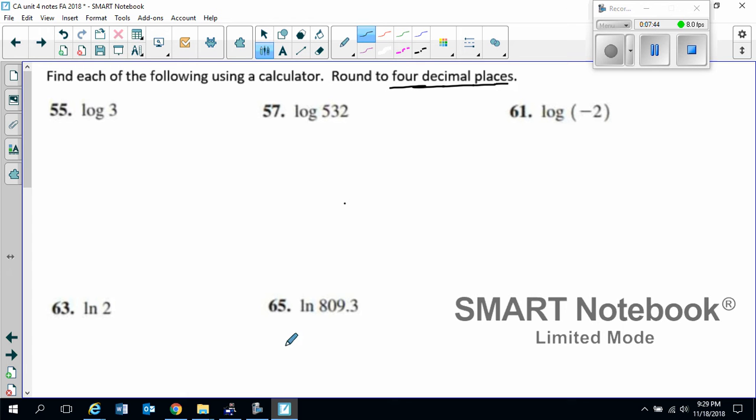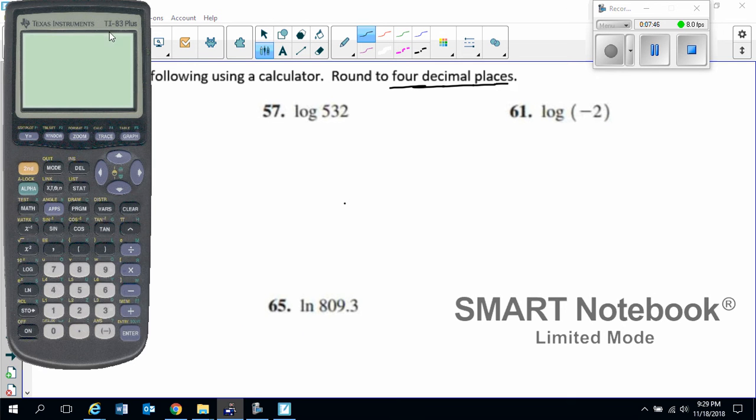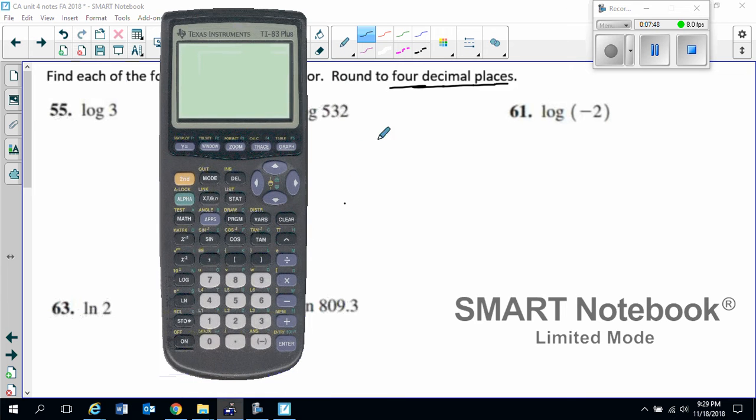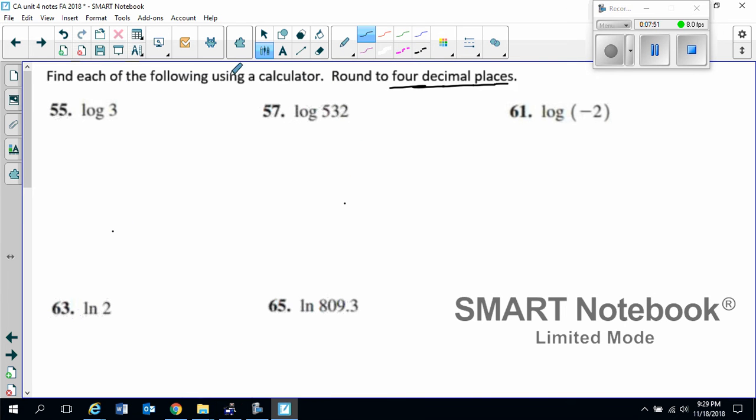Alright, so here we go. So I have to use a calculator here because, well, let's think about what they're asking actually real quick. So what does this equal? So remember, it's base 10, so they're saying 10 to what power gives me 3? Well, that's interesting because I'm shrinking. I'm going from 10 down to 3.